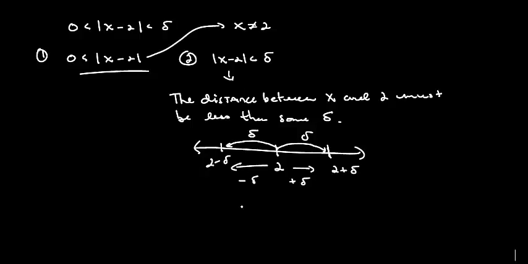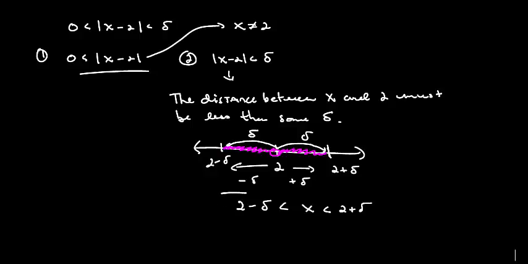So what does that tell me? That tells me that x, remember, x has got to fall somewhere in that range, and the distance can't be equal to 0, so x can't be equal to 2. So 2 minus delta has got to be less than x, and x has also got to be less than 2 plus delta. And that's our answer.